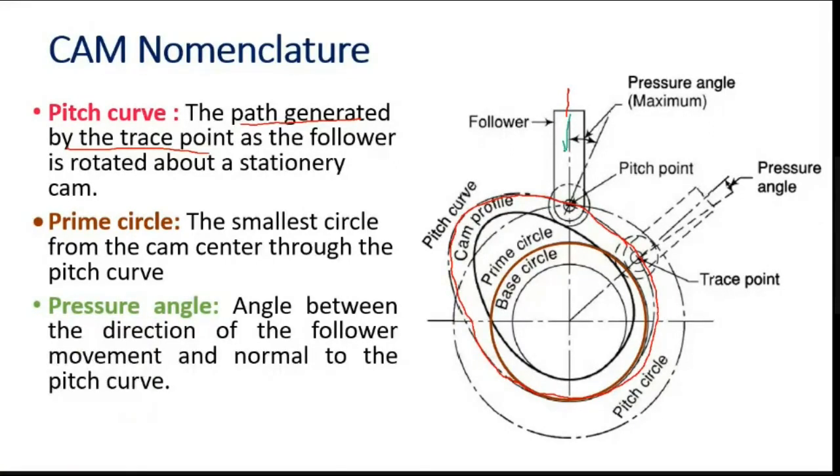Right? Your follower is moving like this. So when I consider this cam profile, the tangent to this is my tangent line. Perpendicular to that is this line. So this line and your follower, this is my pressure angle, right? Similarly, if I consider this point, perpendicular to this tangent is this line, and the follower is moving like this. So this is another pressure angle, right?